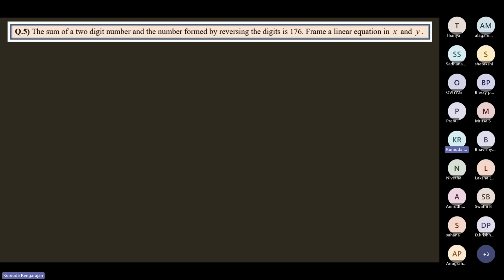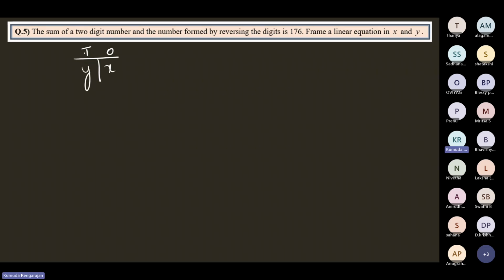The sum of a two-digit number and the number formed by reversing the digits is 176. Frame a linear equation in X and Y. So there's a ones digit and a tens digit, because it's a two-digit number. So say the ones digit is X, the tens digit is Y.